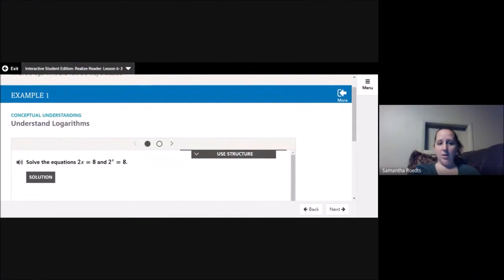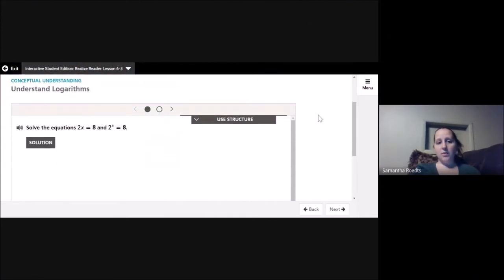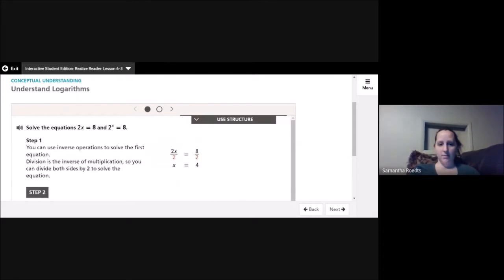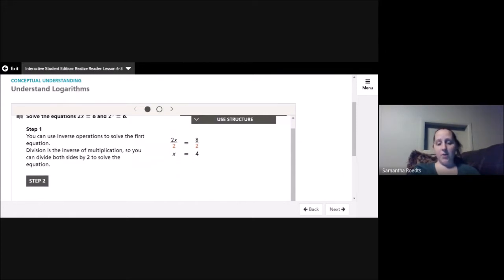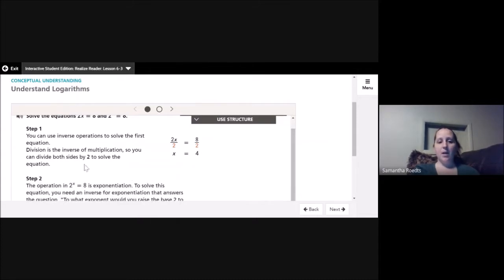Example 1, understanding logarithms. Solve the equations 2x equals 8 and 2 to the x equals 8. You can use inverse operations to solve the first equation. Division is the inverse of multiplication, so you can divide both sides by 2 to solve the equation. So 2x divided by 2 equals 8 divided by 2, so x equals 4.